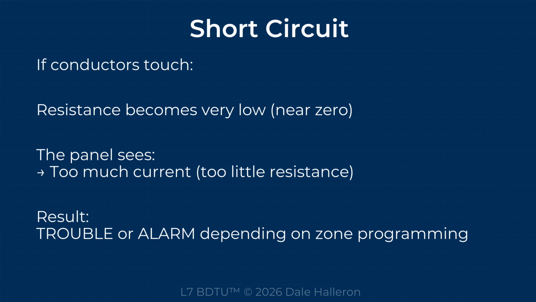In a short circuit, if the conductors touch, resistance becomes very low, near 0 ohms. The panel sees too much current, which is too little resistance. Result: trouble or alarm, depending on the zone programming.